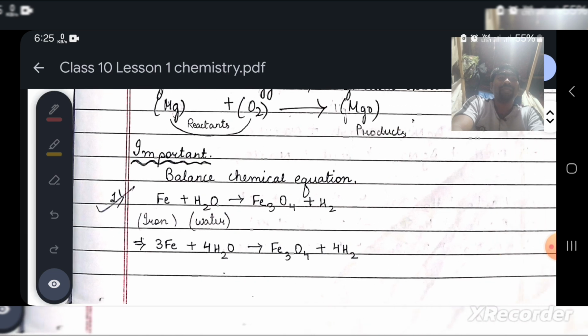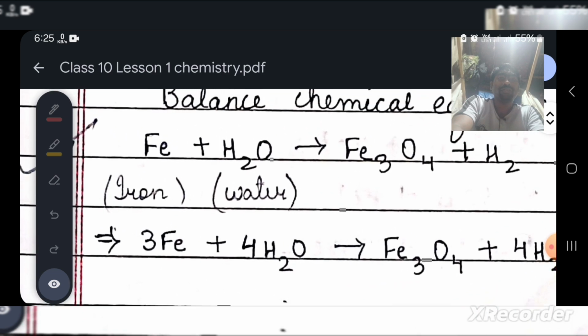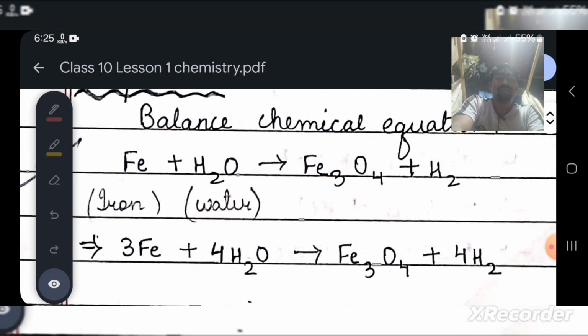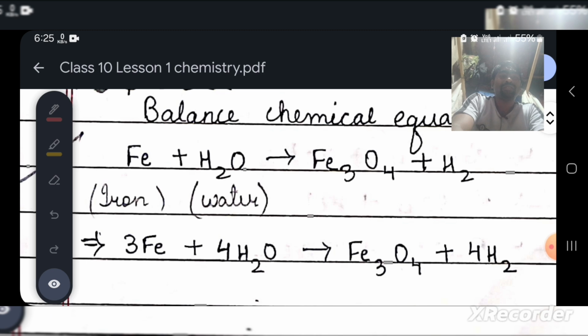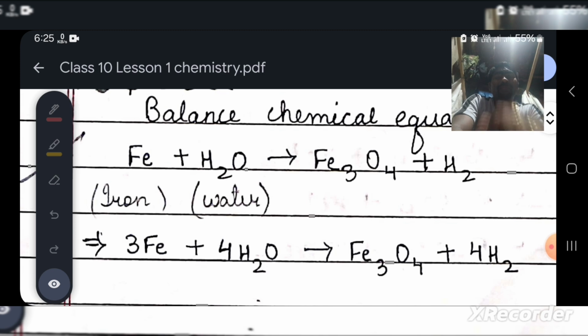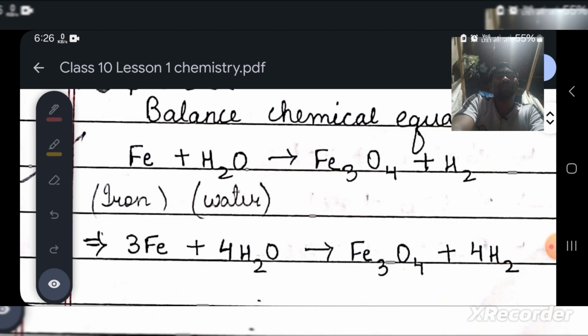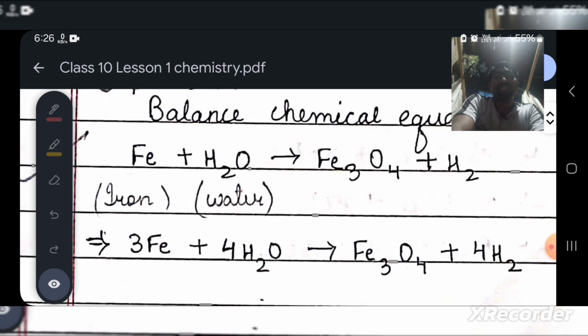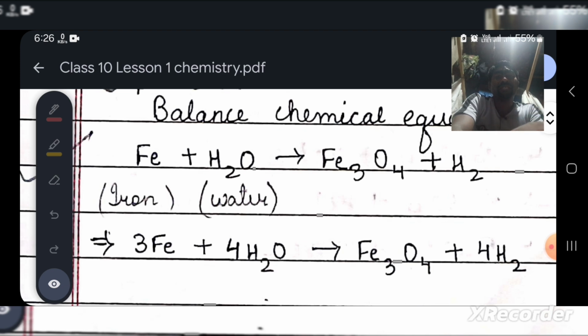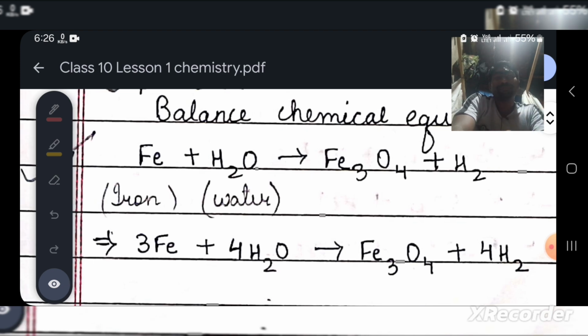Then how can we balance this reaction? Look here in the answer one. On the product side, there's 3 iron, but on the reactant side there's 1 iron. So we will put 3 in front of Fe. Then there will be 3 iron. That is clear. This side also 3 and that side also 3.